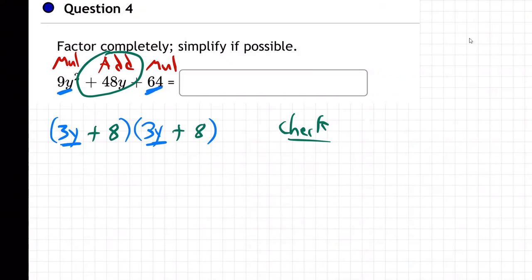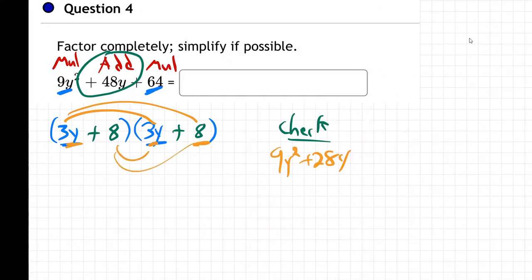Let me prove it. Remember how these guys multiply out? Remember, you go the first to both, right? So that'd be what? 9y squared, right? 3y times 3y. And 3y times 8, 24y. And then this guy goes to both, right? First to both, second to both. They take turns. Remember that? What's that going to be? 8 times 3y is another.